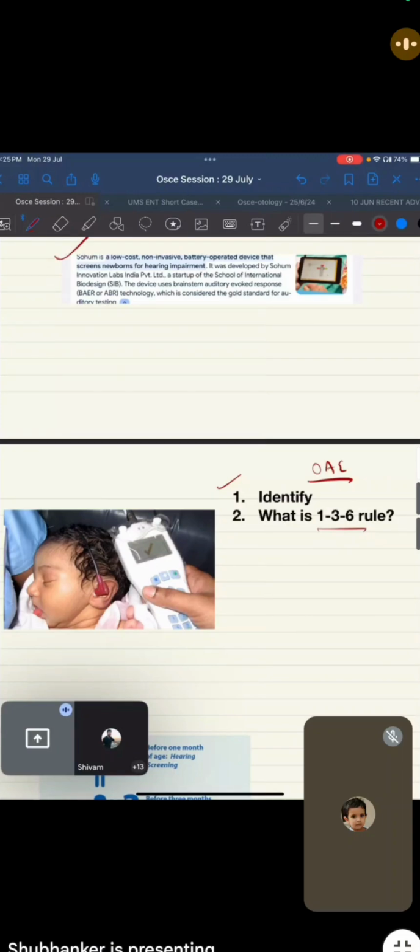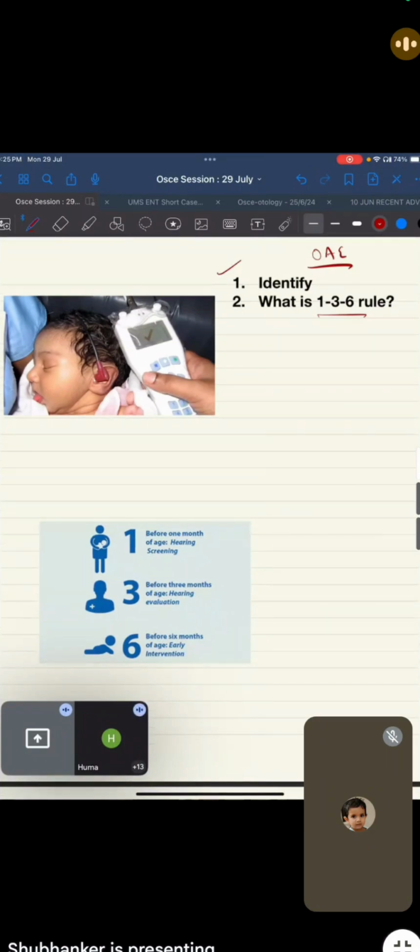Tell me, who will tell? What is the 1, 3 and 6 rule? Both the marks: 3 is diagnosis, 6 is intervention. Okay. So at 1 month you screen, at 3 months you diagnose or evaluate, and in the third part, by 6 months, intervention should be there.